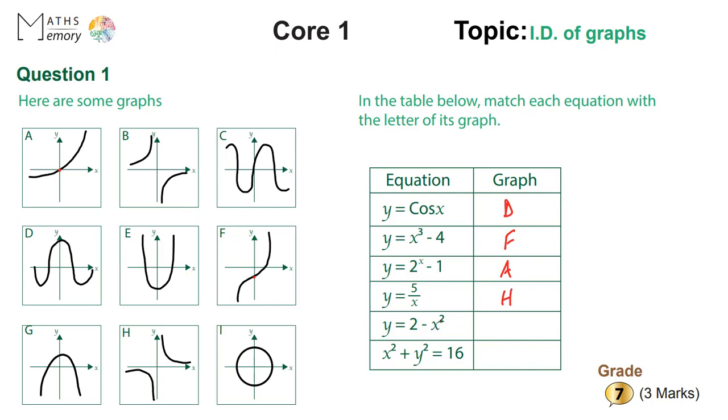2 minus x squared. So we have a negative parabola over here. Y-intercept positive, which is 2. It'll be G. It's the positive y-intercept. And the last one is a circle, x squared plus y squared equals r squared. The radius is 4. Any circle, these are all points at a radius of 4. Our answer is simply I.